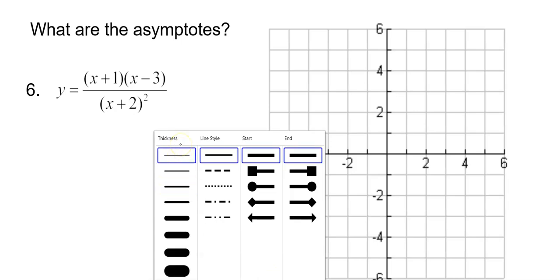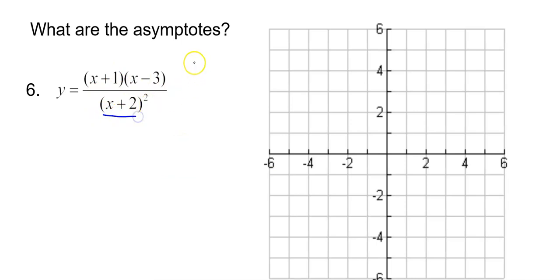Okay, so first let's find the asymptotes. Nothing cancels. So there's going to be a vertical asymptote at x equals negative 2. It's x squared divided by x squared. Because this is actually x squared, the coefficients are the same. So 1 divided by 1. So there's going to be a horizontal asymptote at y equals 1, because it's the same degree.